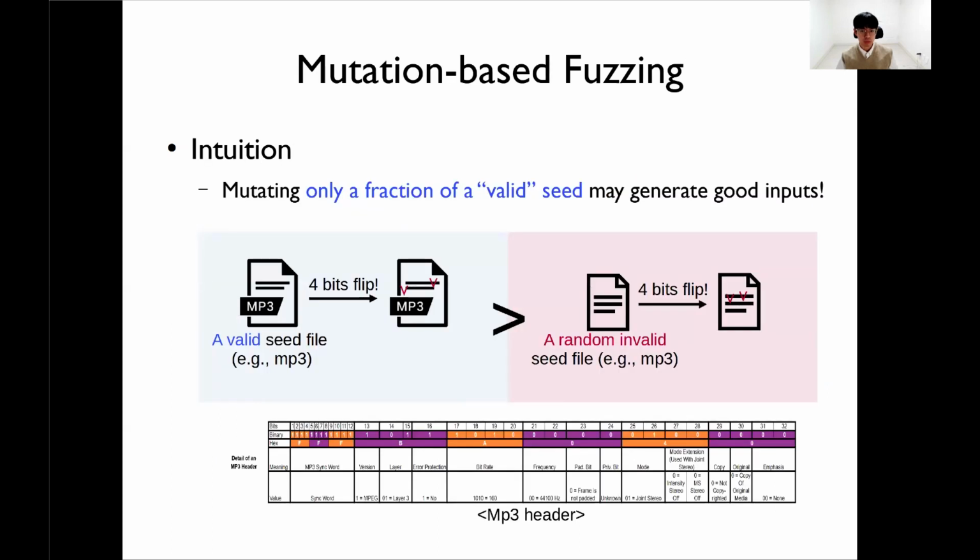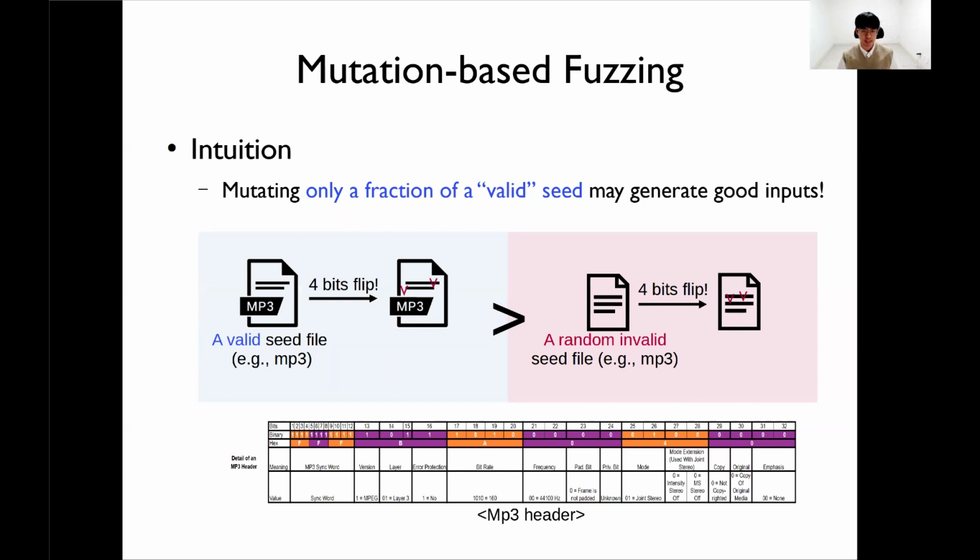So the intuition or the hypothesis in this technique is that mutating only a fraction of a valid seed may generate good inputs in terms of bug finding or code coverage. For example, suppose that we aim to generate test cases for a target program taking a well-structured file such as an MP3 file as an input.